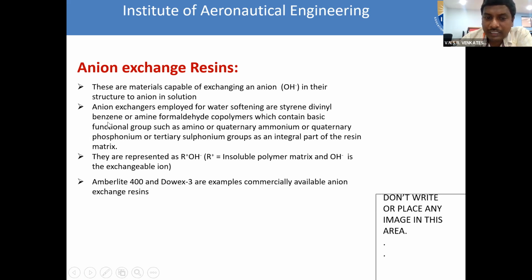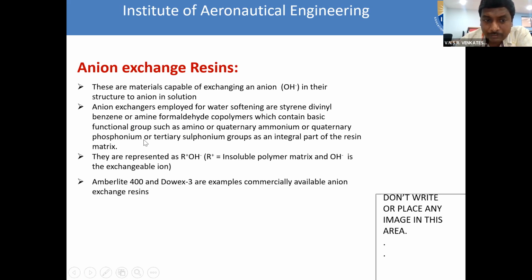So that means generally the basic structure is either styrene dimethyl benzene or amine formaldehyde copolymers, which contain functional groups that may be either amino, quaternary ammonium, quaternary phosphonium or tertiary sulfonium groups. These are the groups exchanging the ions from the sample of the water.